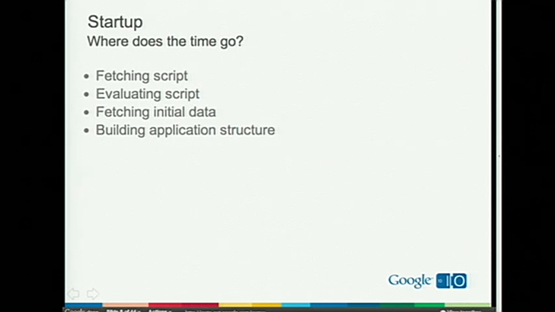So now, okay, we've started up the application, we've evaluated it. Now we need to know what, in Wave's case, what waves do they have in their inbox, what are their contacts, what are their folders, etc. And once we've done that, of course, building the application structure. So we need to put all the panels in place, wire everything up, get a communication channel running. All of these 4 things in your startup sequence can add up to quite a slow startup.